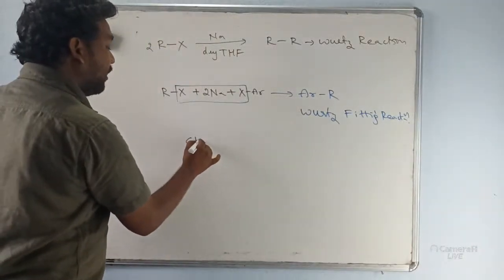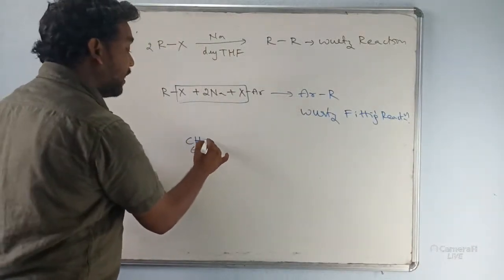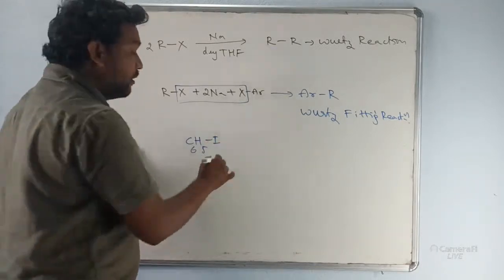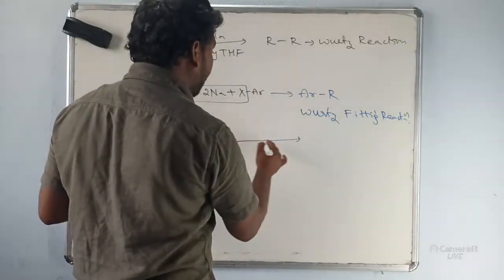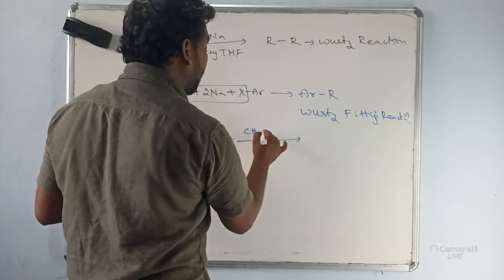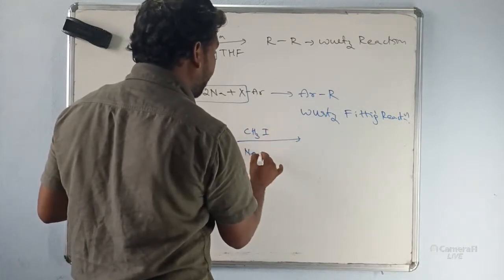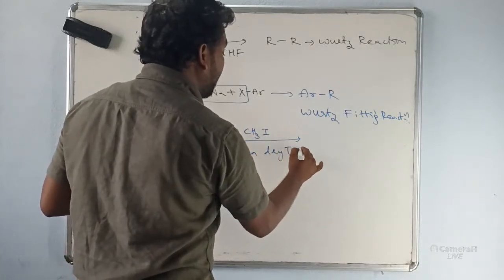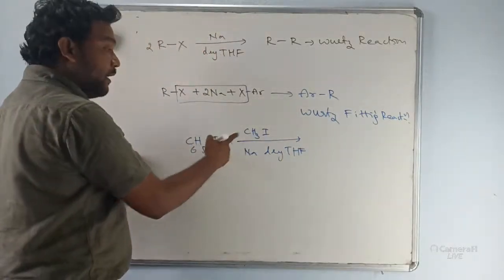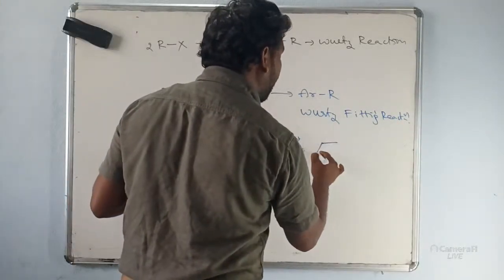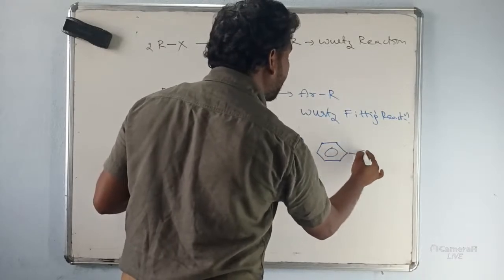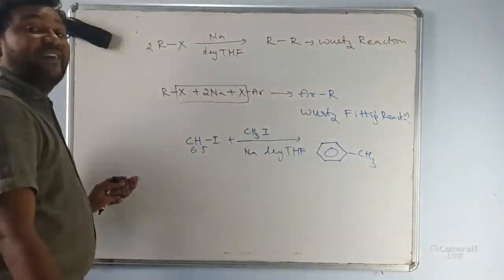Suppose you take C6H5 iodobenzene, reacted with methyl iodide and sodium in dry THF. What happens? Here it forms toluene. So which reaction is it? It is a Wurtz-Fittig reaction.